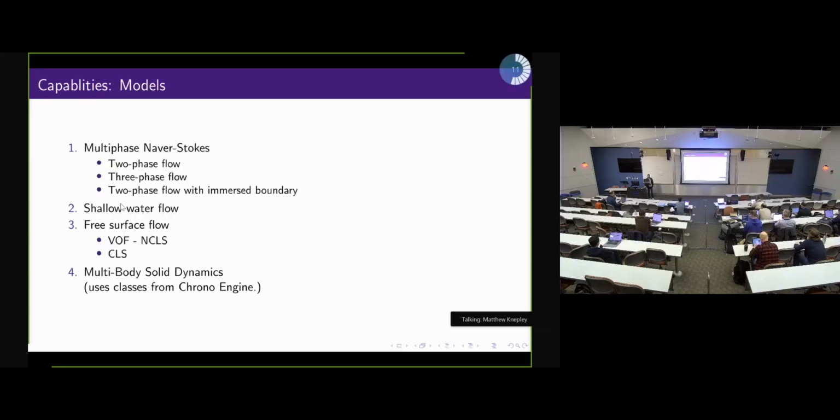Okay, so what are the capabilities? We have several different models. For the multi-phase Navier-Stokes, we have two-phase flow, three-phase flow, and two-phase with immersed boundary. We have the shallow water equations. We're solving free surface flow with volume of fluid, non-conservative level set, and conservative level set. We also have multi-body solid dynamics, which uses classes from Chrono.